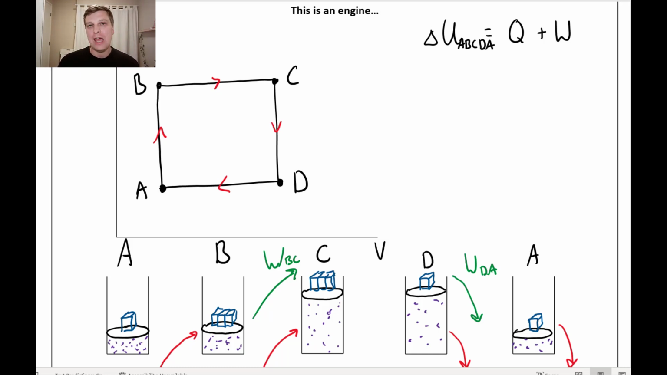Well, if I start at A and I go all the way around and come back to A, then the total change in internal energy is 0 because I begin and end at the exact same point, which means I'm beginning and ending with the exact same internal energy. So that's an important thing to recognize.